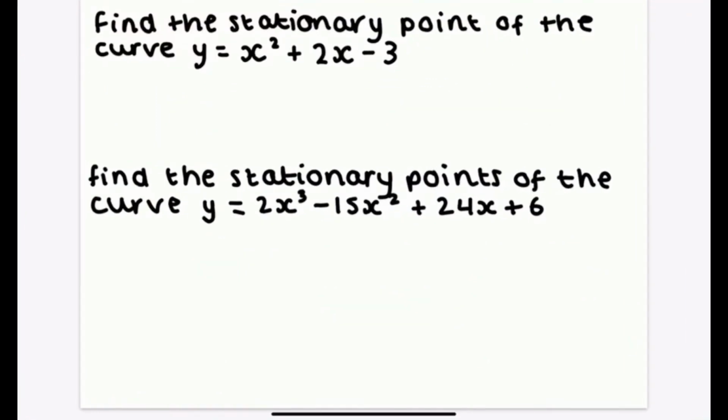Here are 2 questions that you can try. Make sure you realise that in the second question it says find the stationary points, and because this is a cubic graph, there will be more than one stationary point that you need to find, so make sure you find both the x and y values. Press pause and have a go and play when you're ready for the answers.